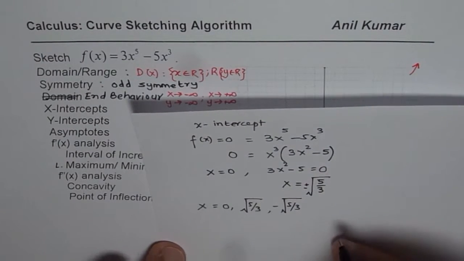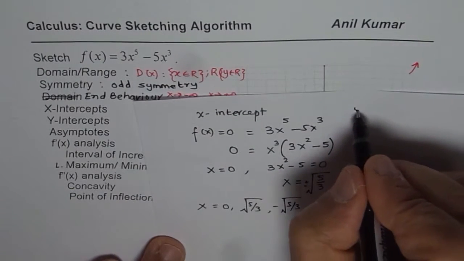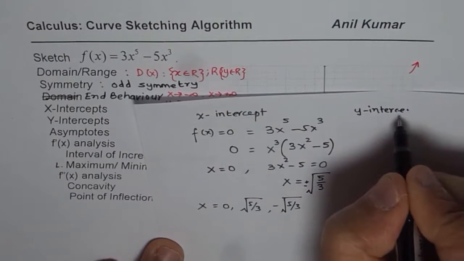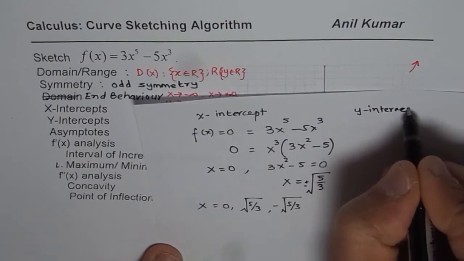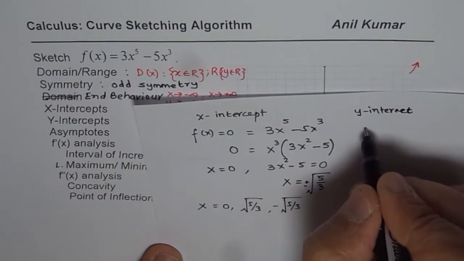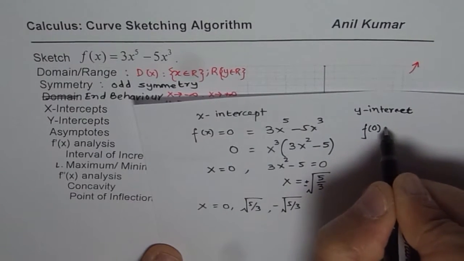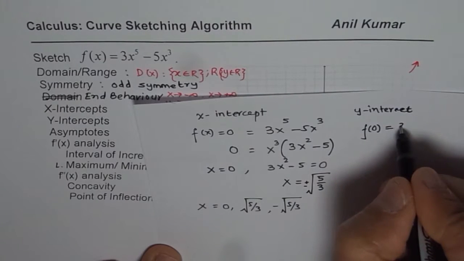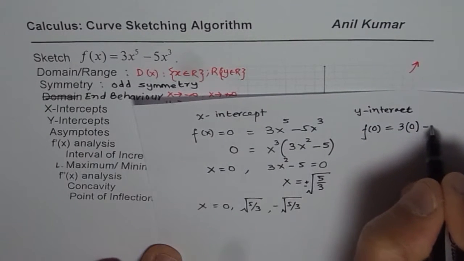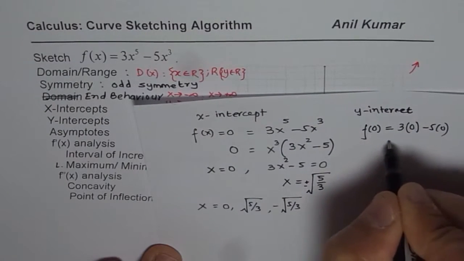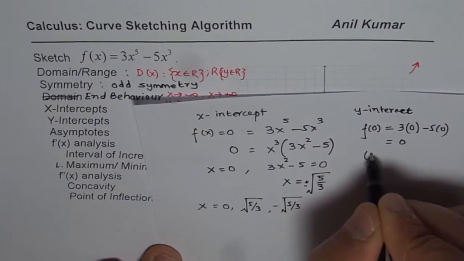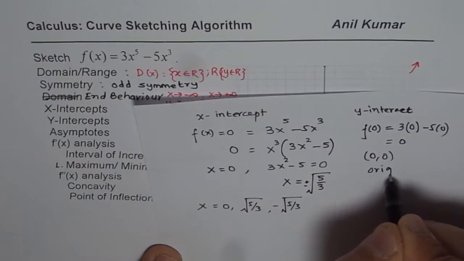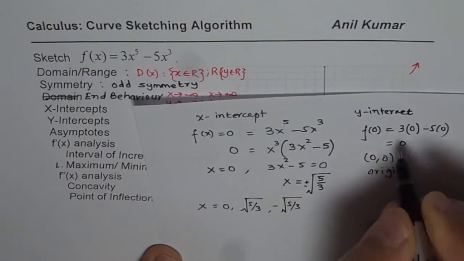Let us also find the y-intercept here. So y-intercept is when x equals 0, what is the value? That is to say, what is f of 0? If I substitute 0 in this equation, I get 3 times 0 minus 5 times 0, that is 0. That means the origin, (0, 0), is indeed the y-intercept, right?